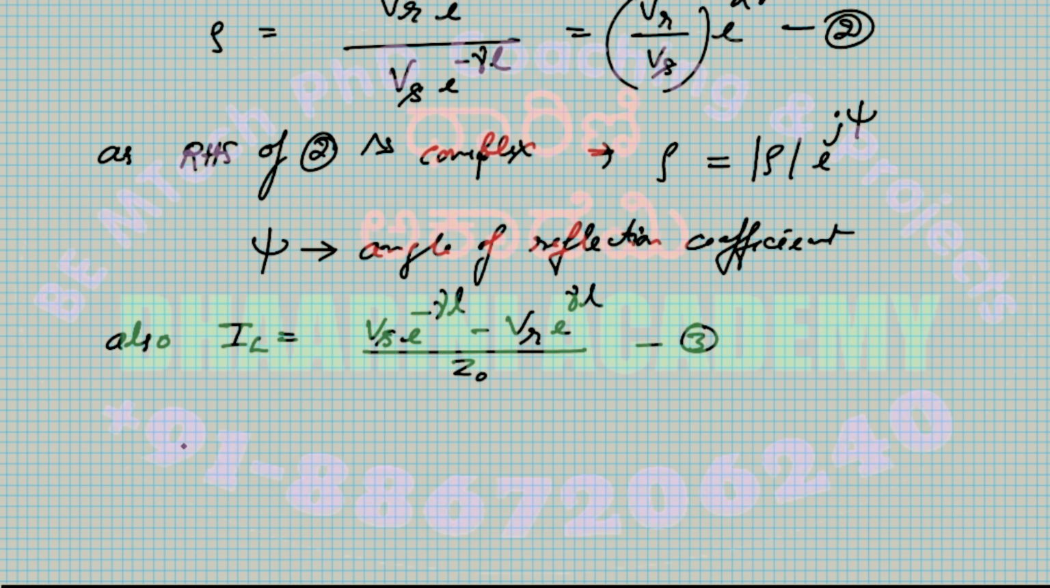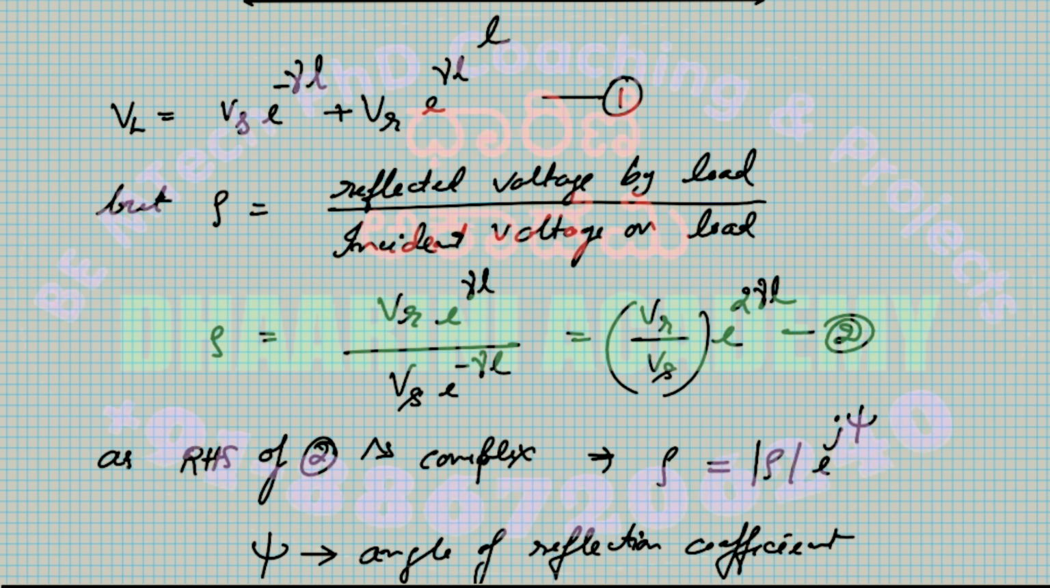So how do you write ZL? Therefore, the ZL should be impedance equal to voltage by current, right? I have an equation for VL available. I have an equation for current available. That is IL. So let's substitute. The VL is Vs e to the power minus gamma L plus Vr e to the power gamma L. Okay, just refer. This is the equation. Equation number 1.